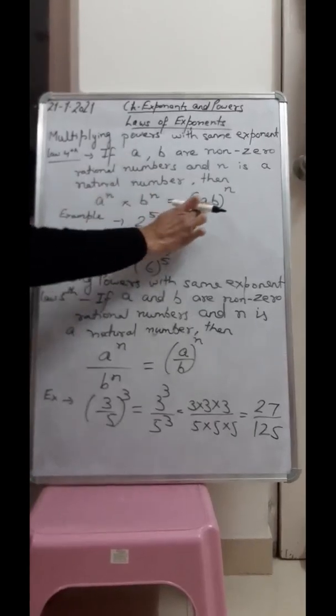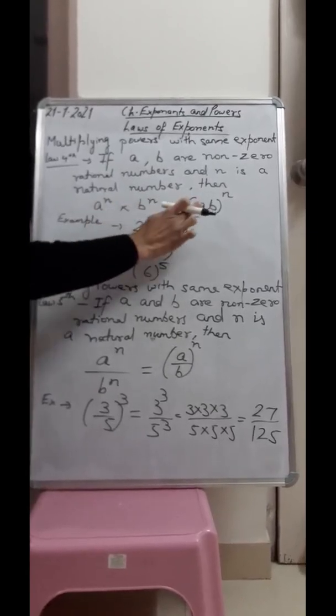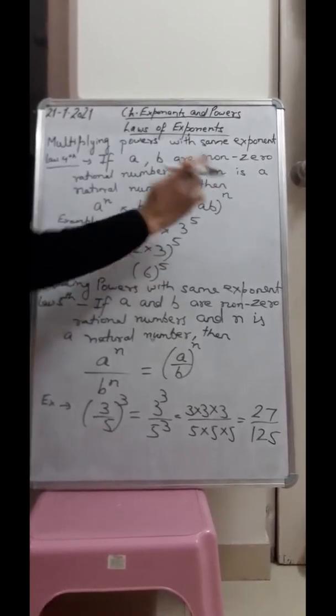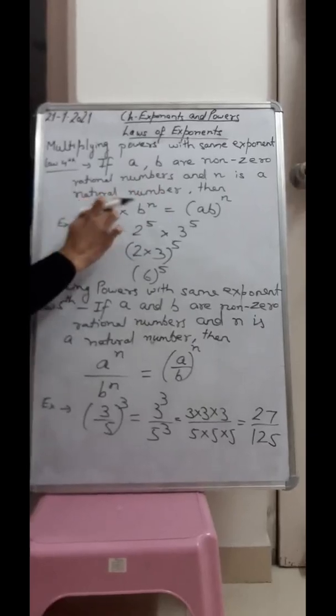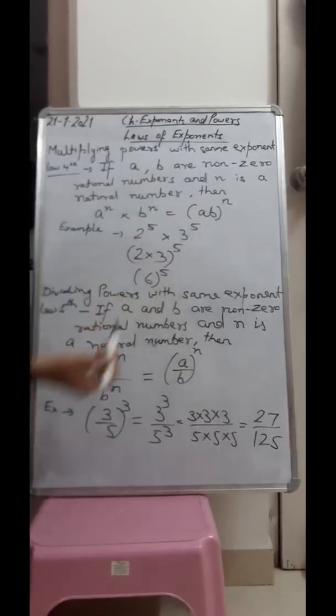The bases get multiplied. A raised to power n times B raised to power n gives you A multiplied by B, that is AB, whole raised to power n. Why? Because both the exponents have the same power. So we can write it as AB whole raised to power n.